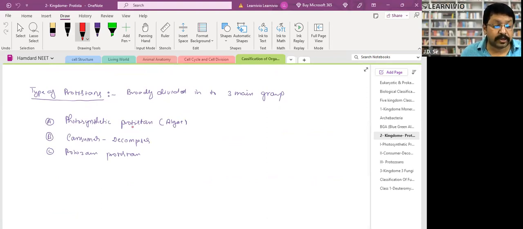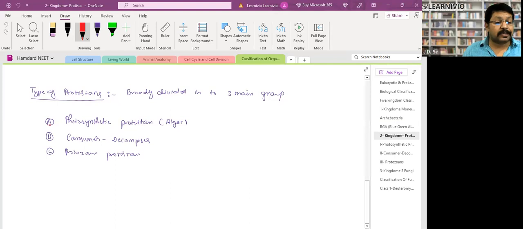First, photosynthetic protista. Those protista which can make their own food, means they are green. Consumer decomposers means those protista which are like fungi. They decompose dead and decaying material and take their food. Third one, protozoan protista, which are like animal-like cells. They eat something. Neither can they make their own food, nor can they decompose it. Is it clear now? Is it clear to all of you? Different types of protista, right? So we have again divided protista into three categories.